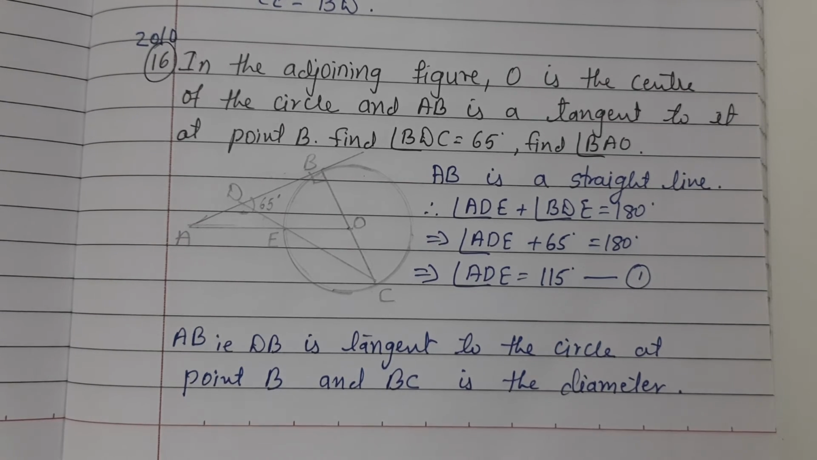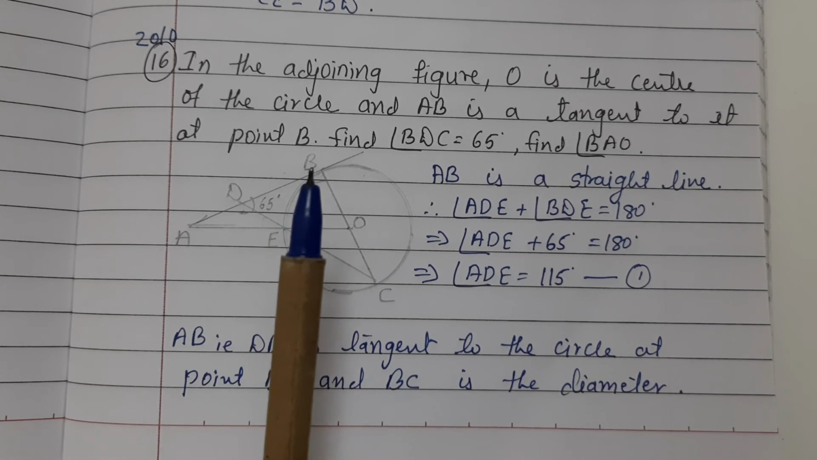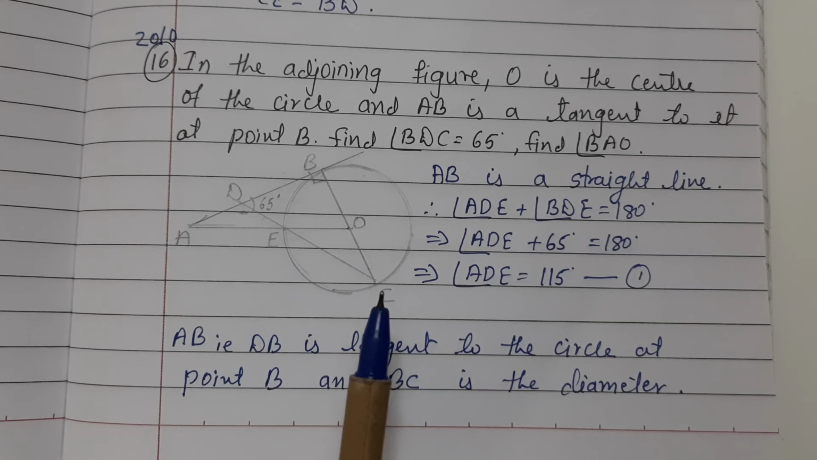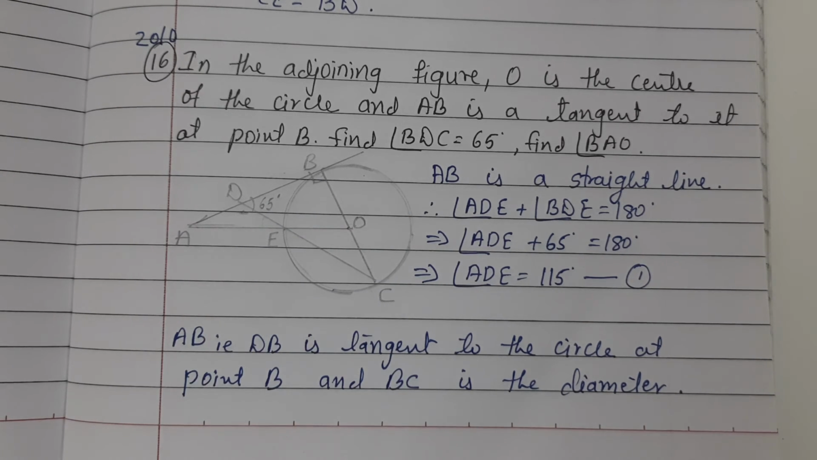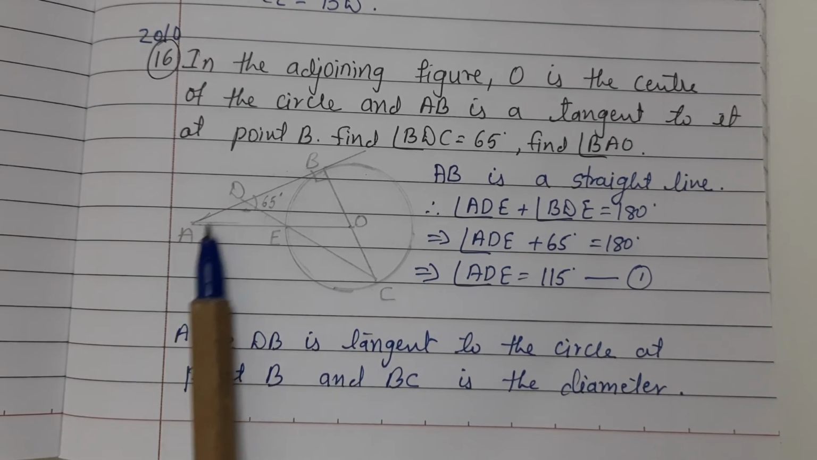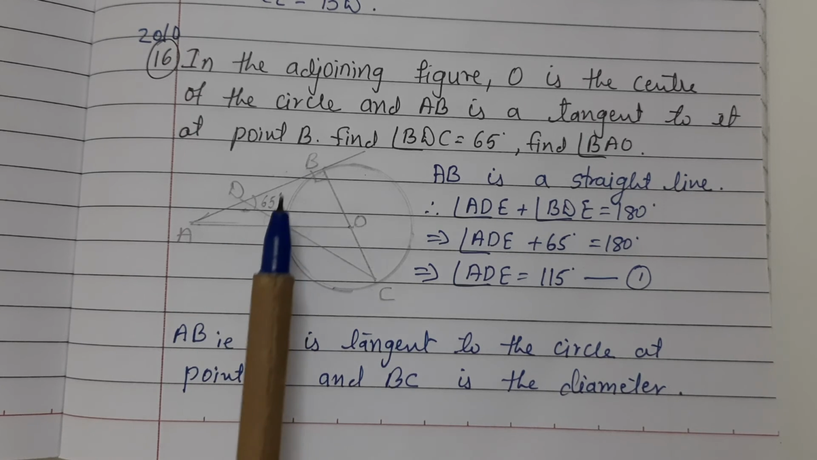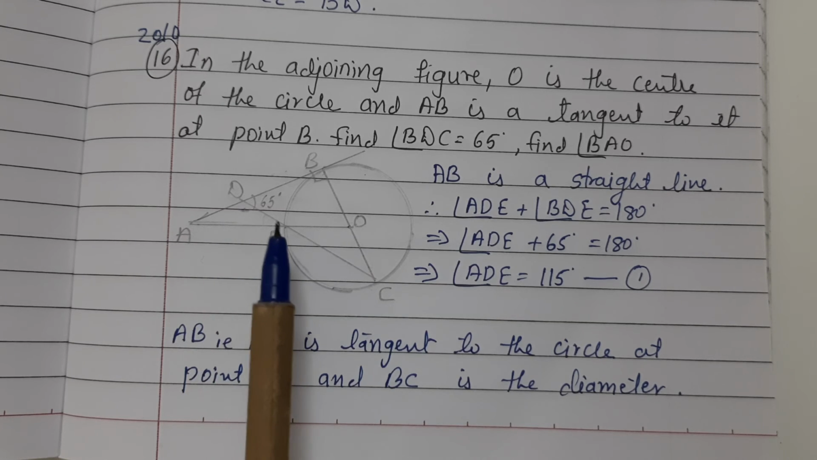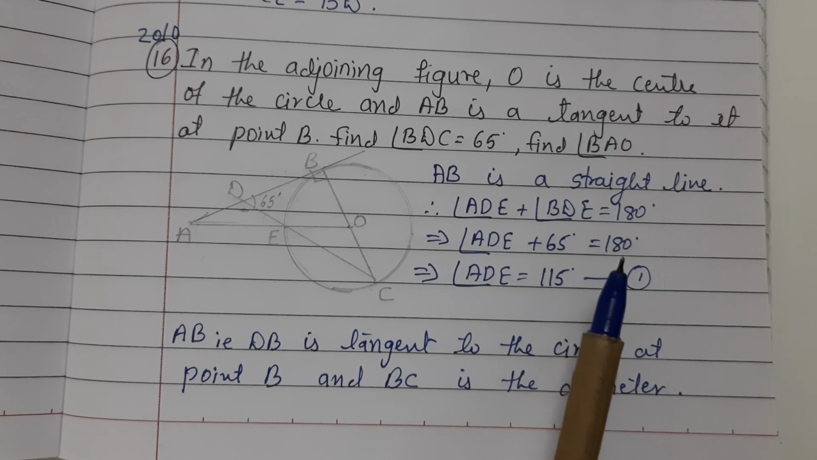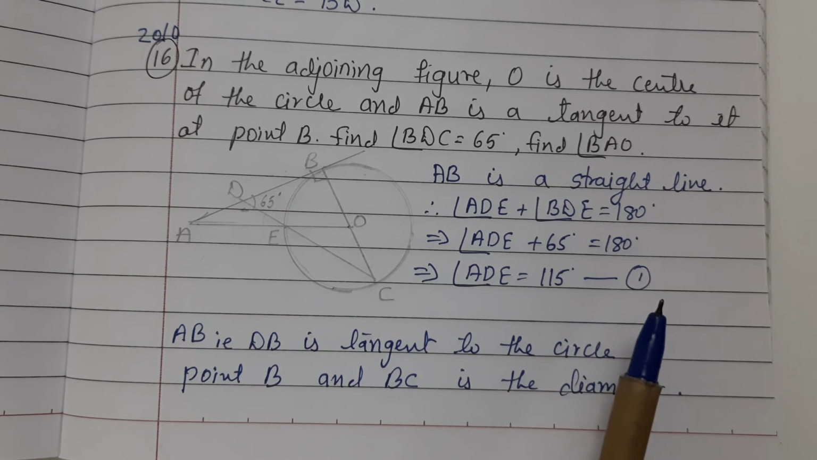Sum number 16. In the adjoining figure, O is the center of the circle and AB is the tangent to it at point D. Angle BDC is 65 degrees. Find angle BAO. AB is a straight line, therefore angle ADE plus angle BDE is 180 degrees. Therefore angle ADE plus 65 is equal to 180 degrees. This implies angle ADE is equal to 115 degrees. Let that be equation 1.